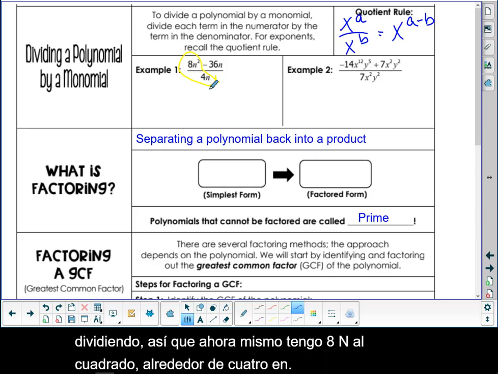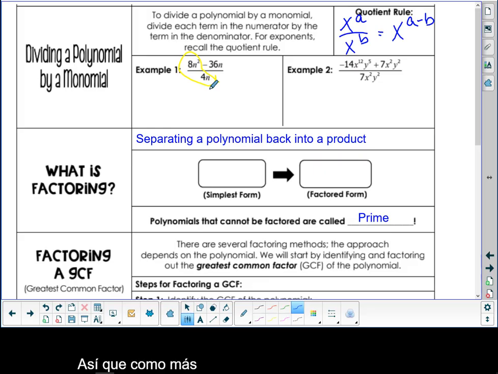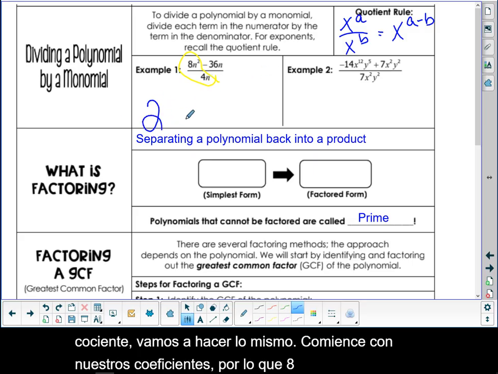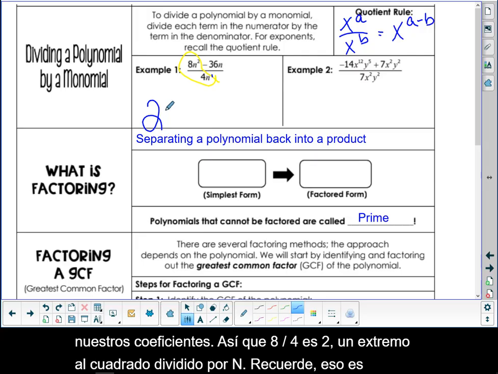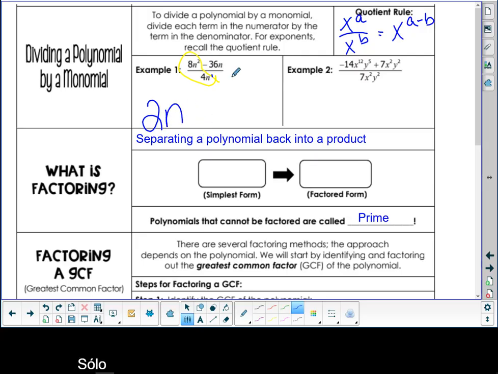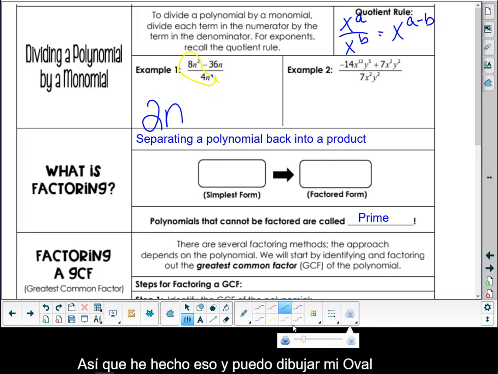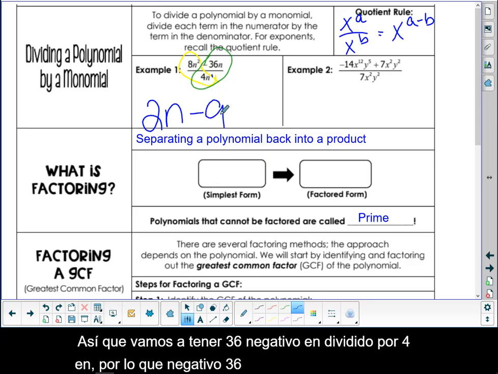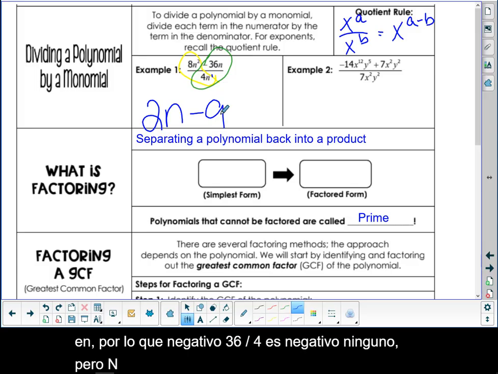Just like when we're dividing with the quotient rule, we're going to do that same thing. Start with our coefficients. So 8 divided by 4 is 2. And n squared divided by n, remember that's like n to the first power. It's just going to be n because 2 minus 1 is 1, and n to the first power is the same thing as n. So I've done that. Then I can draw my oval for the other side. So we're going to have negative 36n divided by 4n. So negative 36 divided by 4 is negative 9, but n divided by n cancels. So that gives me my answer.